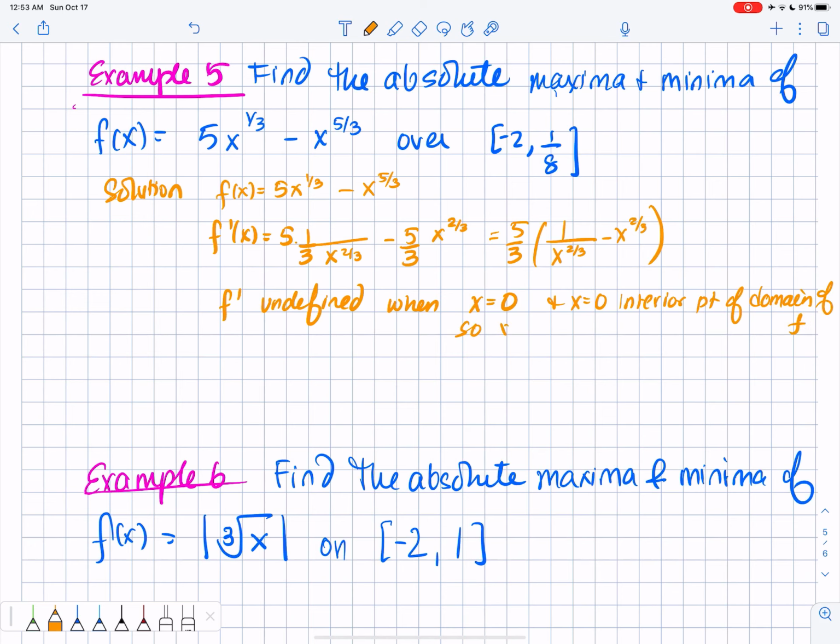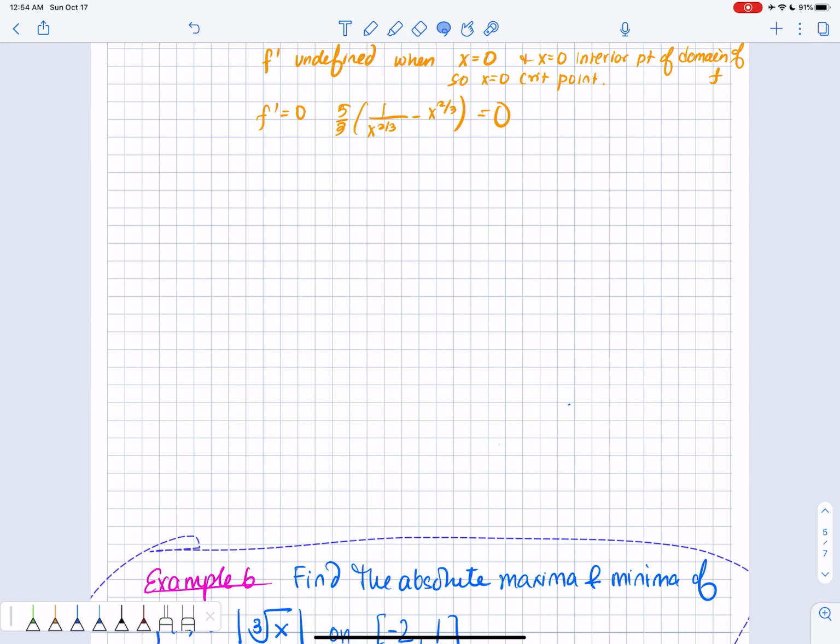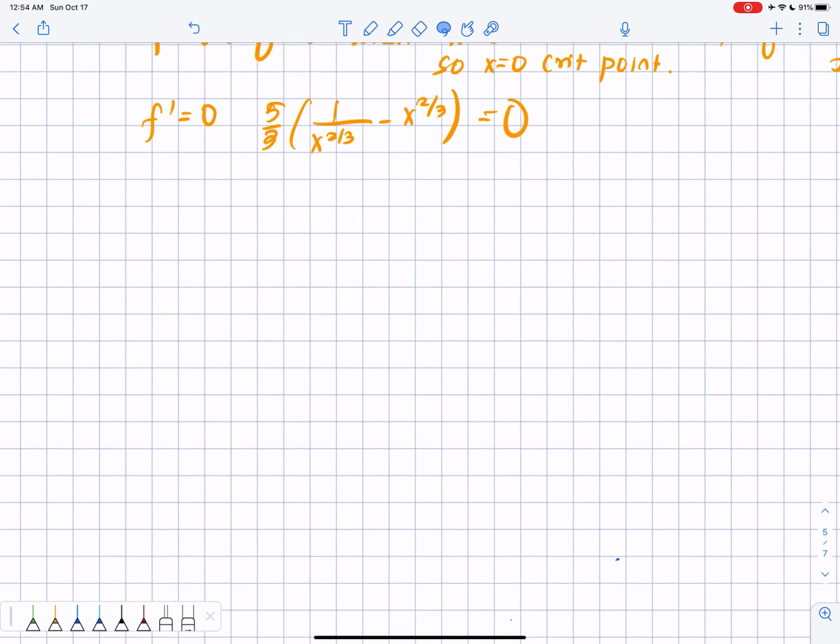So x equals 0 is a critical point. Okay, now let's take a look. F prime equals 0 when you have 5 over 3, 1 over x raised to 2/3 minus x raised to 2/3 is 0. So when does that happen?